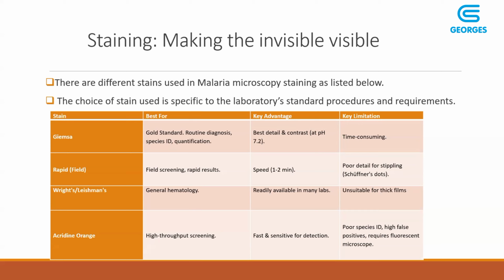Here are the stains that we use for malaria microscopy. We have the Giemsa stain. The Giemsa stain is the gold standard stain. It is used for routine diagnosis. It gives good species identification, and it also gives good quantification. This stain gives best detail and contrast at a pH of 7.2, so it is best to ensure that your Giemsa stain is buffered at a pH of 7.2. The only key limitation of this stain is that it's time consuming. It takes around 10 minutes to do the Giemsa staining.